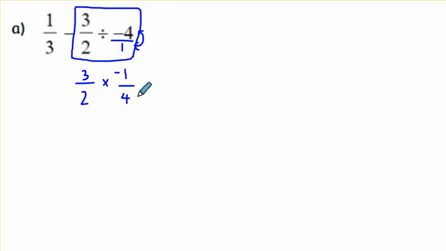Okay, so now I'm going to do this problem. Unfortunately, I can't cross simplify anything. So I'm just going to do 3 times -1, which is -3, 2 times 4, which is 8. So if I reassess, figure out where I am at this point, I still have my 1/3. I still have my minus sign, but I know the answer to this division problem was -3/8.